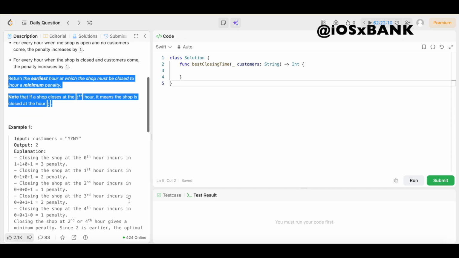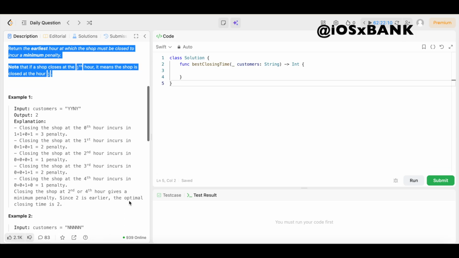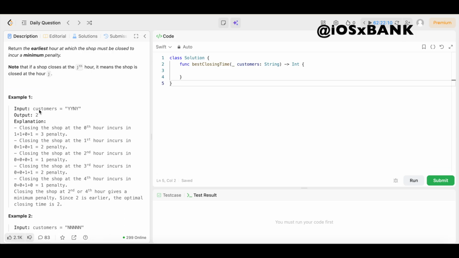All right, y'all, so that may seem a little bit confusing at first, so let's go ahead and take a look at these examples just to make sure that we are doing this problem correctly. In example 1, we have our input customers equals the string YYNY, and the output is 2. Remember, we want to return the earliest hour at which the shop must be closed to incur a minimum penalty, which means we want the smallest penalty possible. It says if we close the shop at the 0 hour, then the penalties are 1 plus 1 plus 0 plus 1, which equals 3.